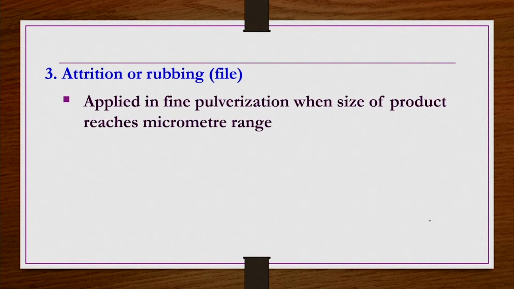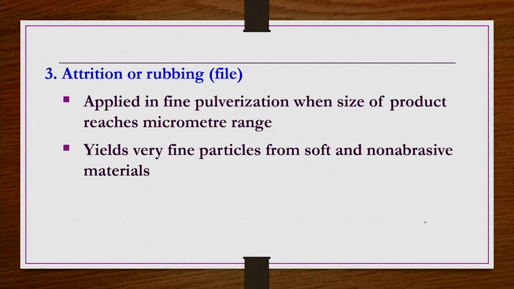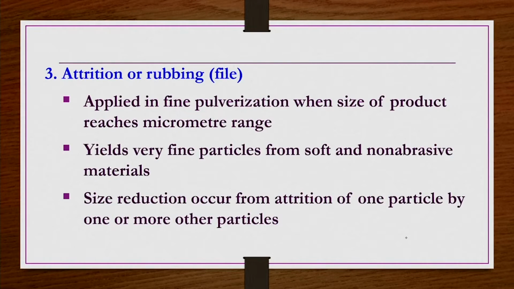Here this rubbing or attrition is in general applied in fine pulverization when the size of the product reaches the micrometer range, that is when you need a fine particle, then you apply attrition or rubbing. However, directly you cannot apply rubbing to a bigger rock size in general, as I mentioned. First you need to apply the compressive force to reduce to coarse material. That coarse material, if you do hammering, and after the hammering you apply the attrition, then it is possible that the majority of the fraction in the product will be fine particles. So size reduction occurs from attrition of one particle by one or more other particles when they are tumbling against each other.